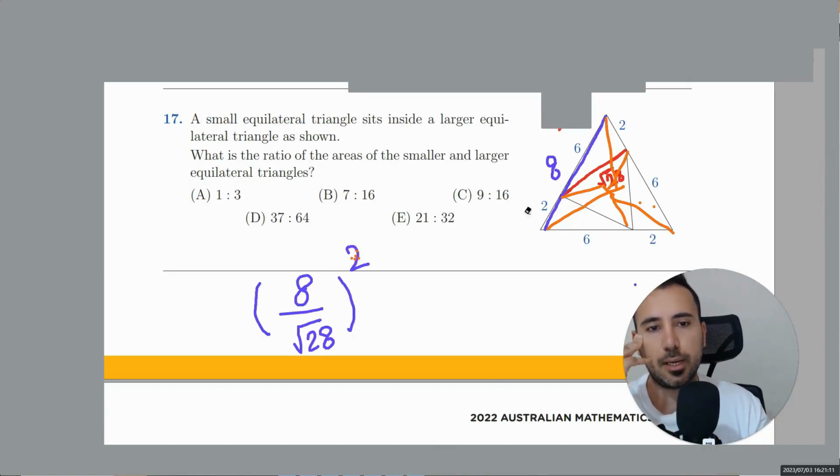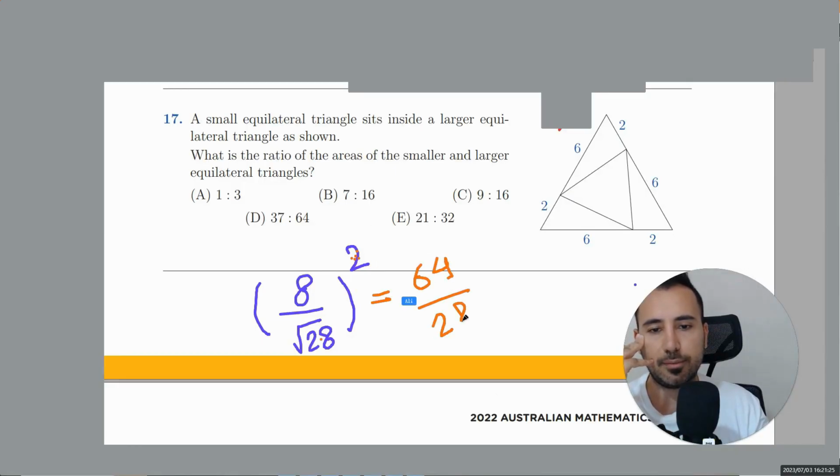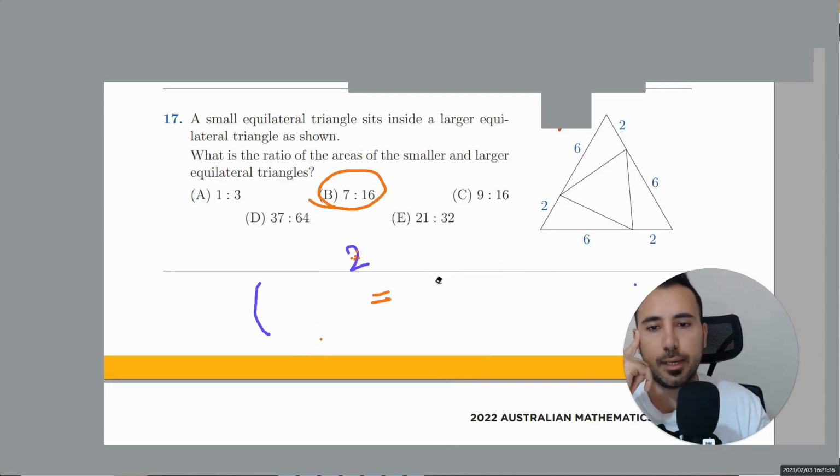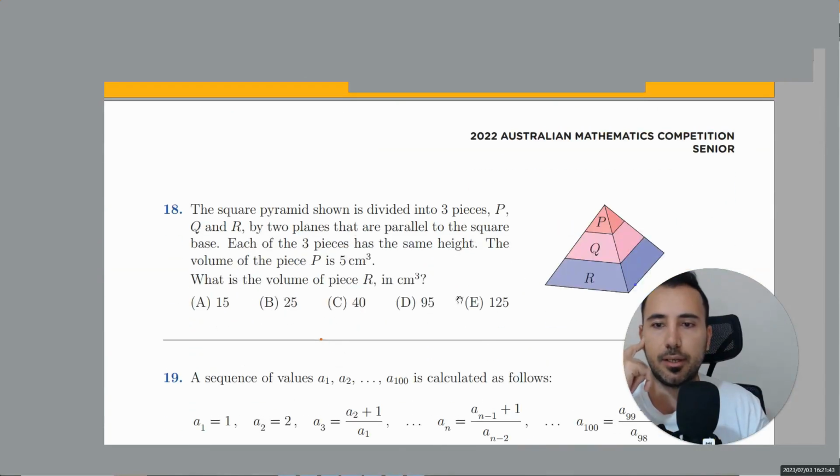Okay, so now I'll do the cleaning. Now this is the ratio of the areas. It's going to be 8 squared is 64. Square root of 28 squared is 28. So all we have to do is simplify. Divide them by 4. This is 16. This is 7. It will be B. And as I said, the next question has a similar idea.